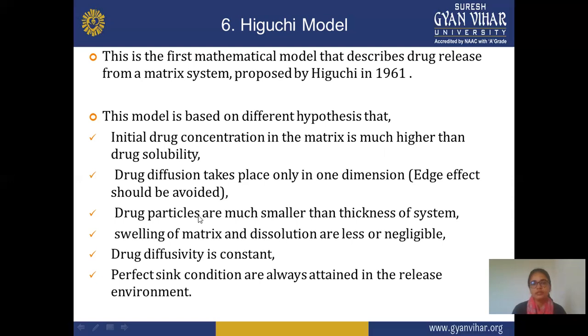And next is that drug diffusion takes place only in one dimension, that is, the edge effect should be avoided. Means out of the complete tablet or matrix, the drug diffusion takes place in only one dimension or one side of the tablet. Next is that drug particles are much smaller than the thickness of the system. Means drug particles are small in size, but they are thick in nature. And next is that swelling of the matrix and dissolution are less or negligible, and diffusibility is also constant. Drug is diffused at a constant rate.